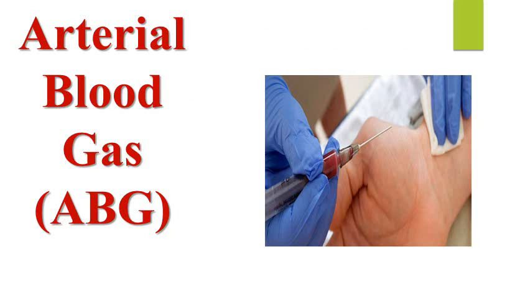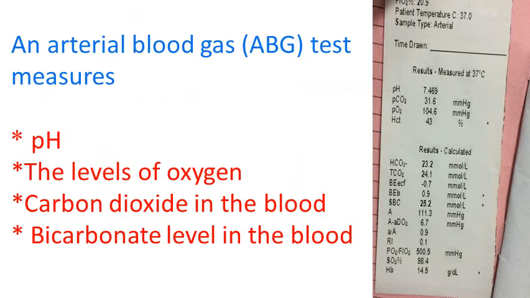Arterial blood gases means blood sample collected from artery, like the radial artery, femoral artery, or brachial artery. This test measures pH, the level of oxygen, carbon dioxide in blood, and bicarbonate level in blood.